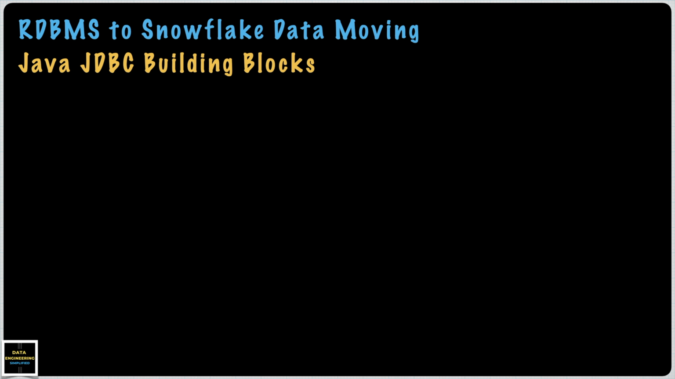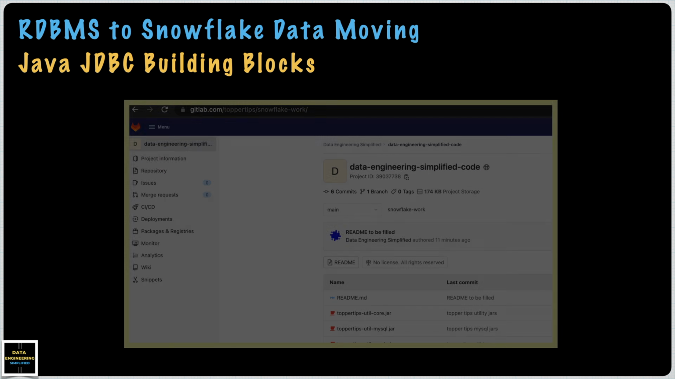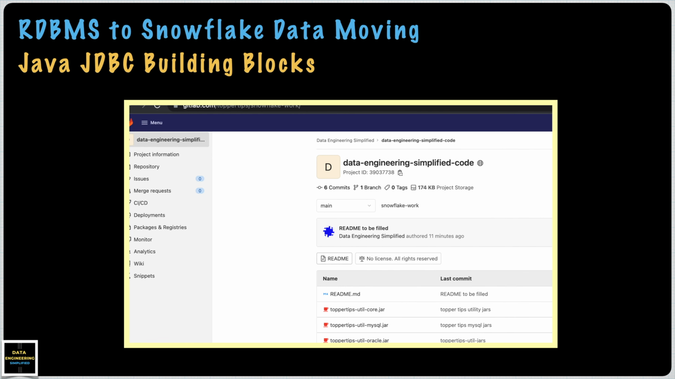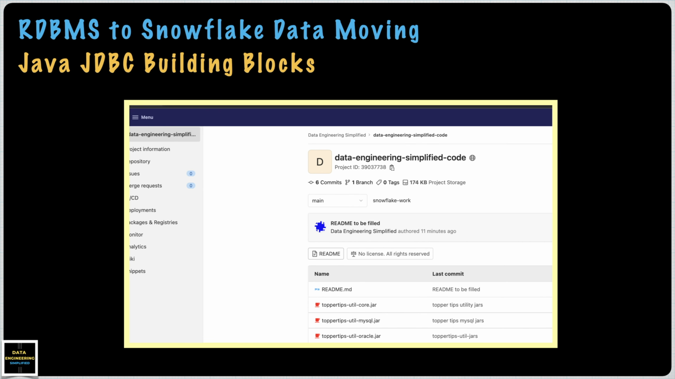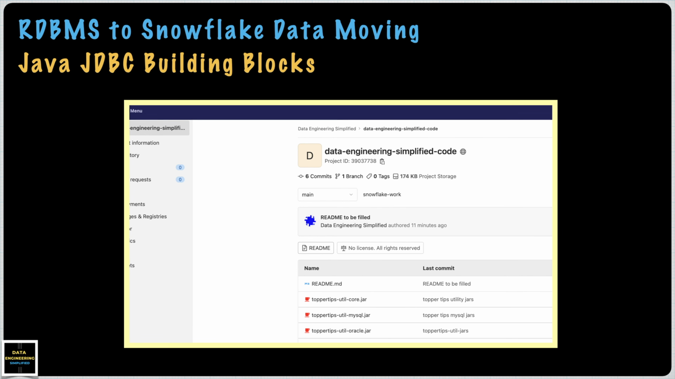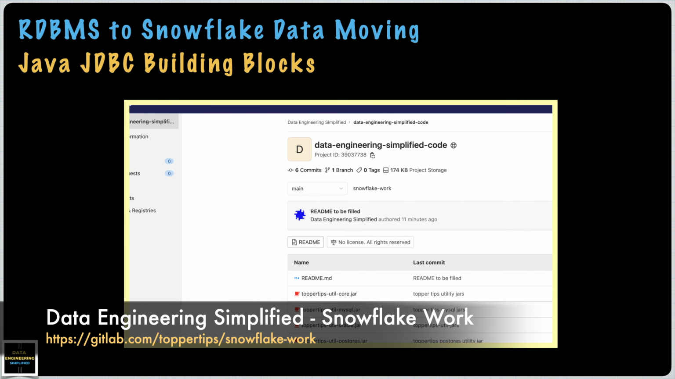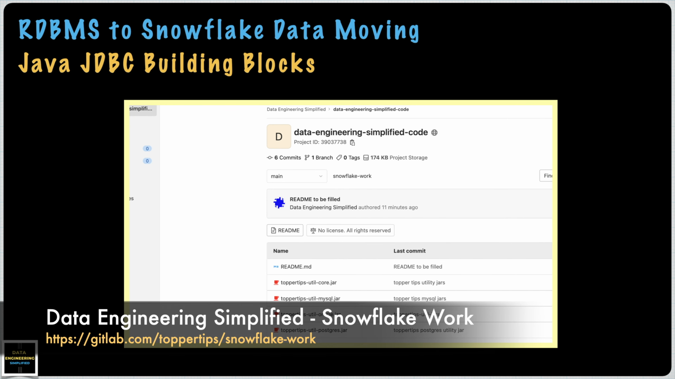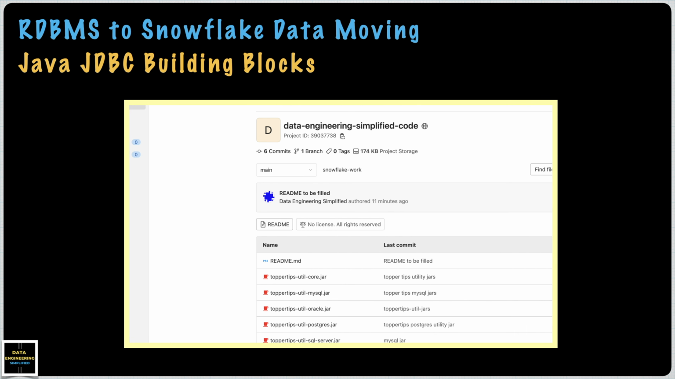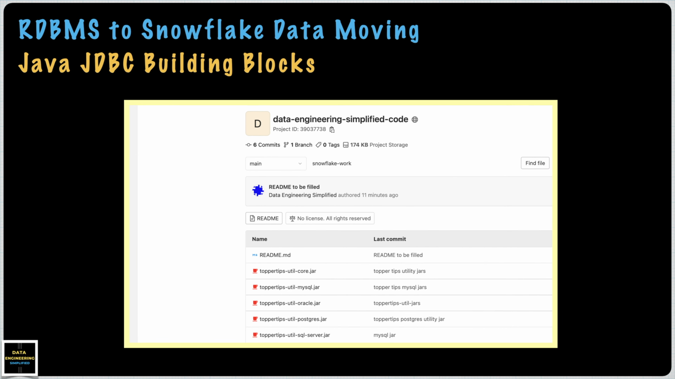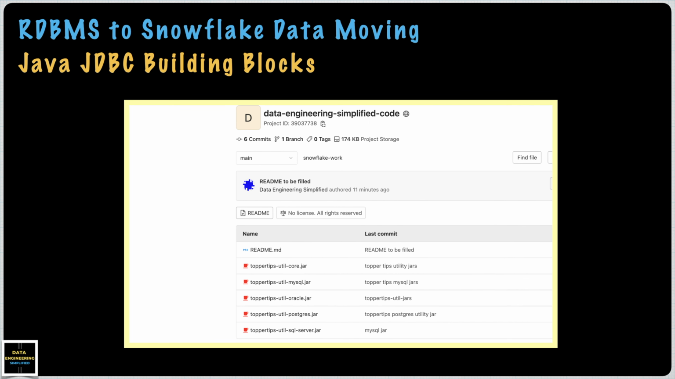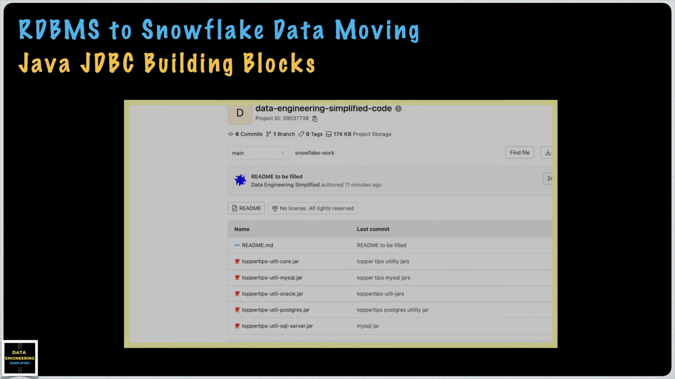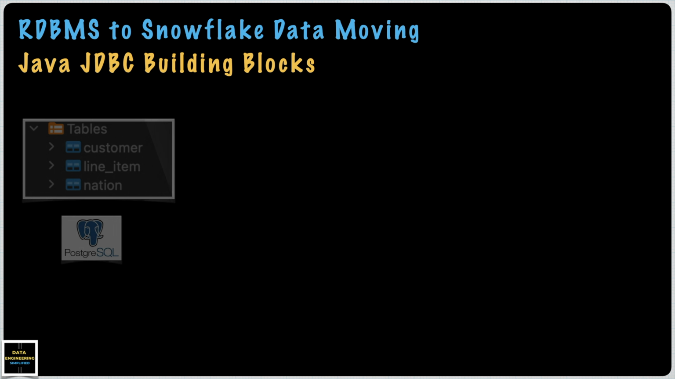The optimized version of this Java code will be available as binaries in my Git repo, and feel free to download and run it by passing different configuration as per your need. The binaries will be available for PostgreSQL, MySQL, Oracle, and SQL Server, and they will help you to move your data in no time from your local or RDBMS database to Snowflake without any cost or any expensive cloud native solutions. So let's visualize what we are going to do.